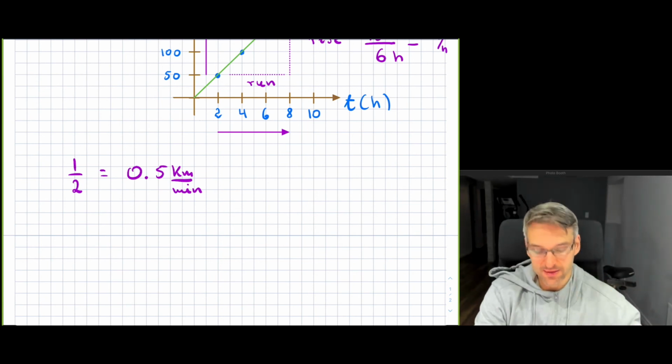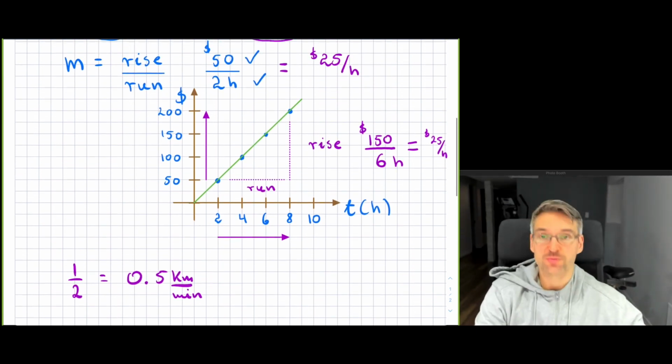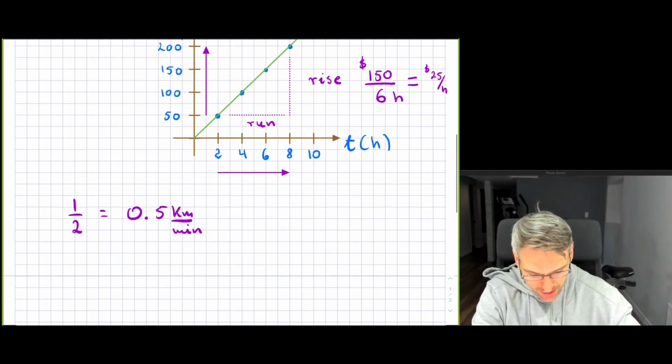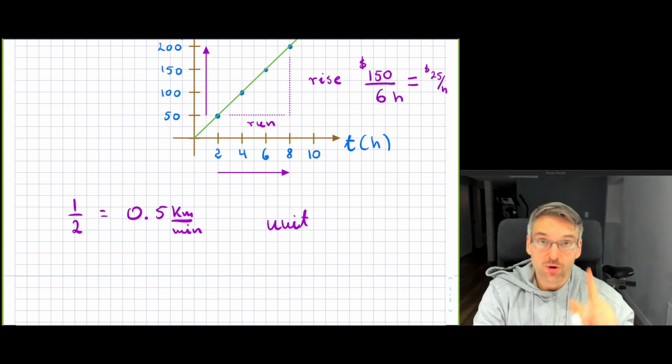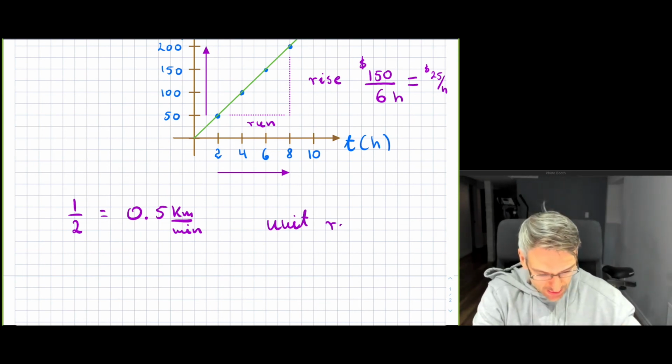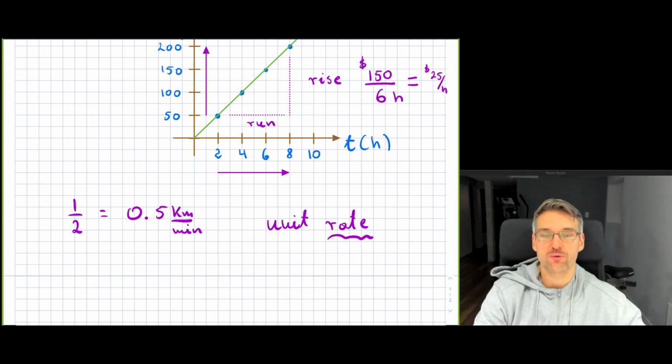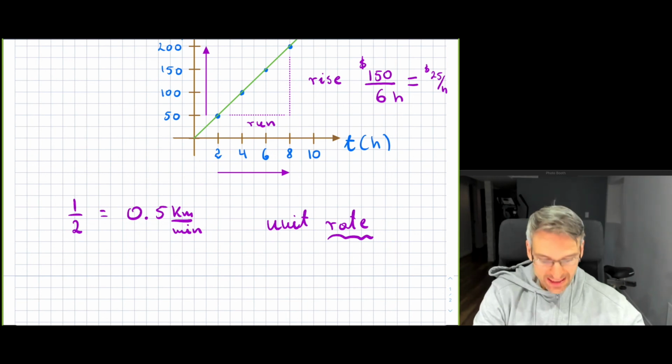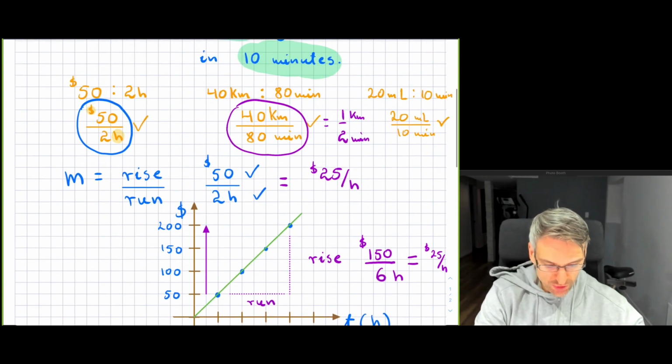And now with rates, if your denominator is basically 1, so for instance 0.5 kilometers per 1 minute or $25 per 1 hour, when it is per 1, we call that a unit rate. The word unit means 1 because it's per 1 unit. So rate just means a general rate, a comparison, and unit rate means that it's per 1. You've basically simplified it, and that is your actual slope. So your slope turns out to be, in simplified and reduced form, basically your unit rate. And that's what you would get anytime you do these rates.